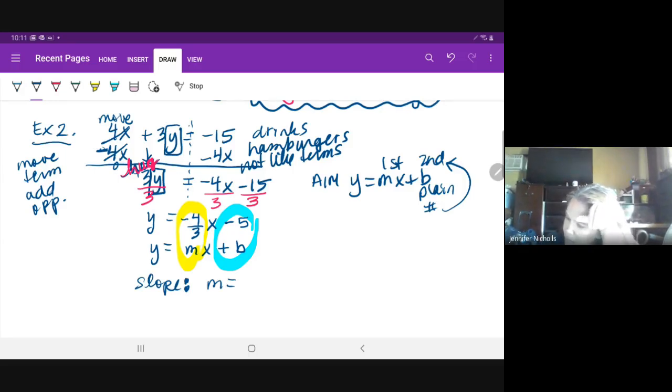Okay, so my m is negative 4/3. And then my y-intercept is a coordinate. Some teachers like them as coordinates and some teachers like them as single numbers. I have you write them as coordinates. So 0 is always in the first coordinate of a y-intercept. And then what do I put for the second number?